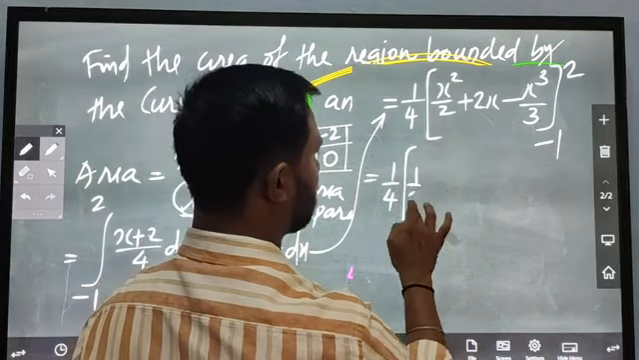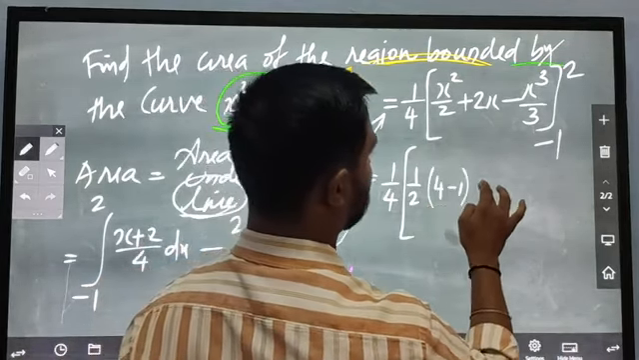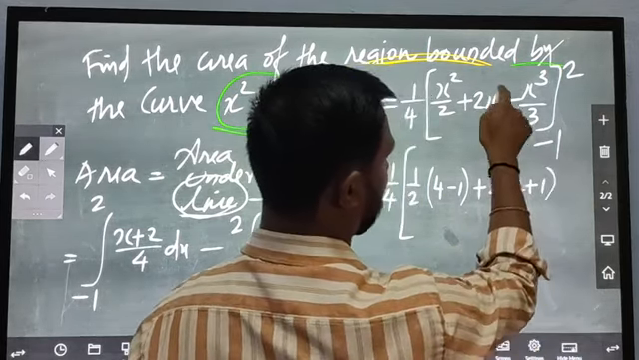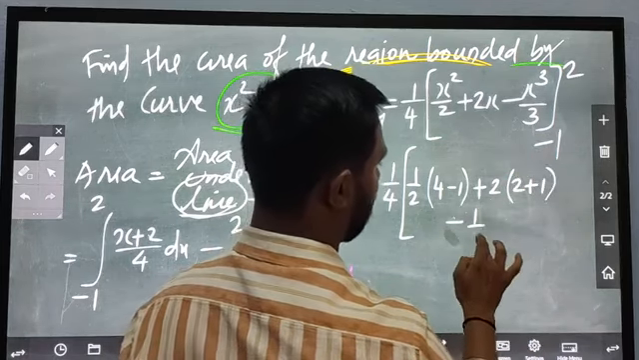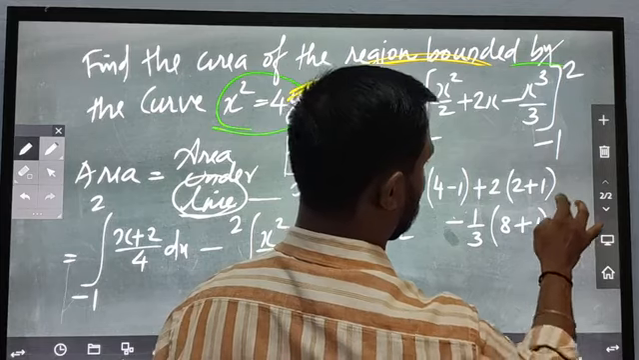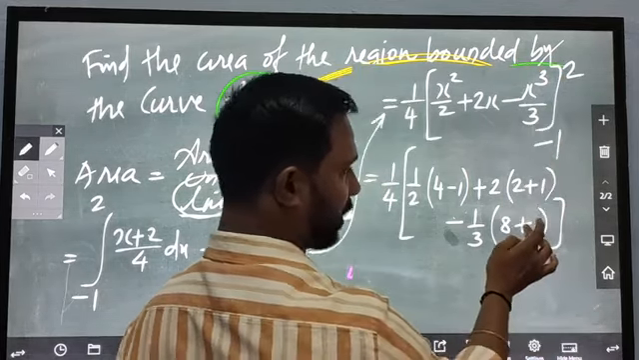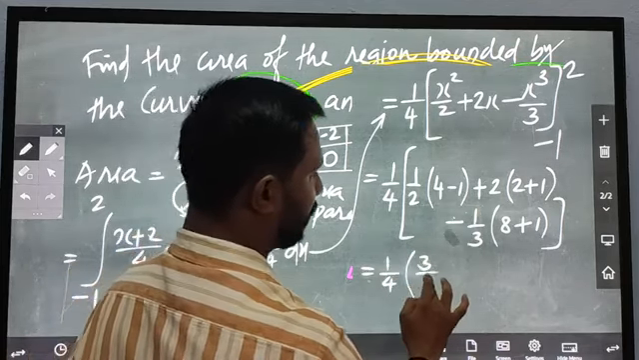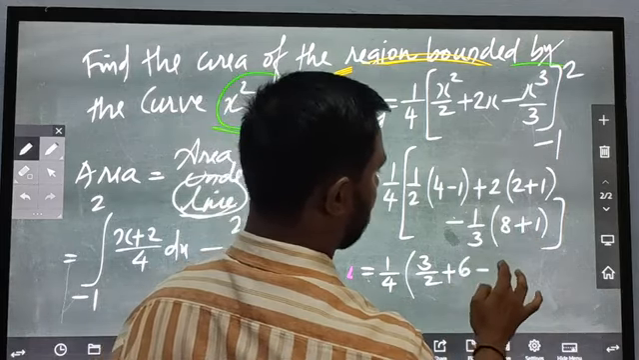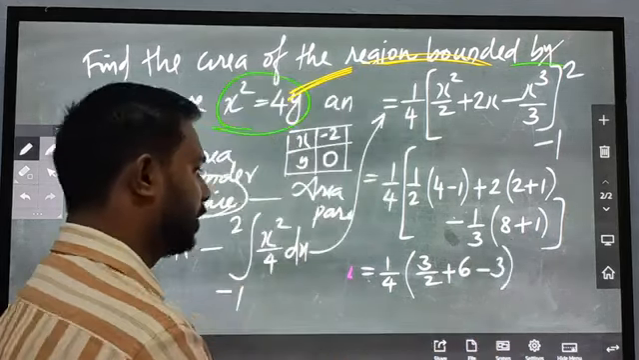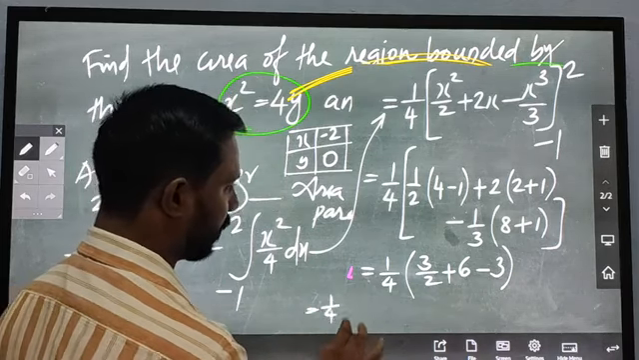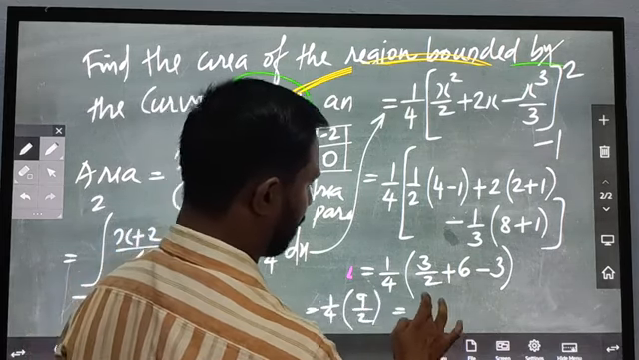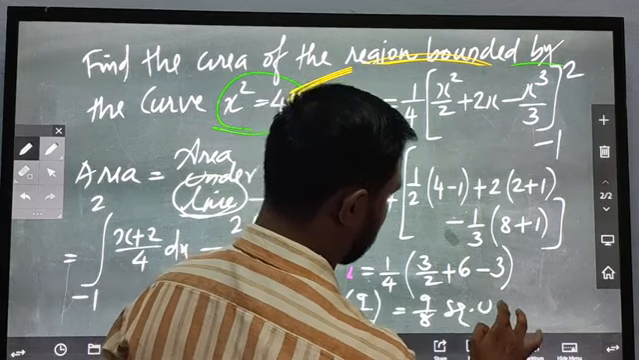So from this it is half of 4 minus 1, plus 2 times 2 plus 1. How does this plus happen? Upper limit minus minus 1, that's why plus 1. Minus 1 by 3 into 8 plus 1 again. Plus 1 because minus 1 cube is minus 1, minus of minus. This is 1 by 4 of, let us see, 3 by 2 plus 6 minus 3, right? 9 by 2. So that is 1 by 4 of 3 by 2 plus 3, 9 by 2. That is 9 by 8 square units.